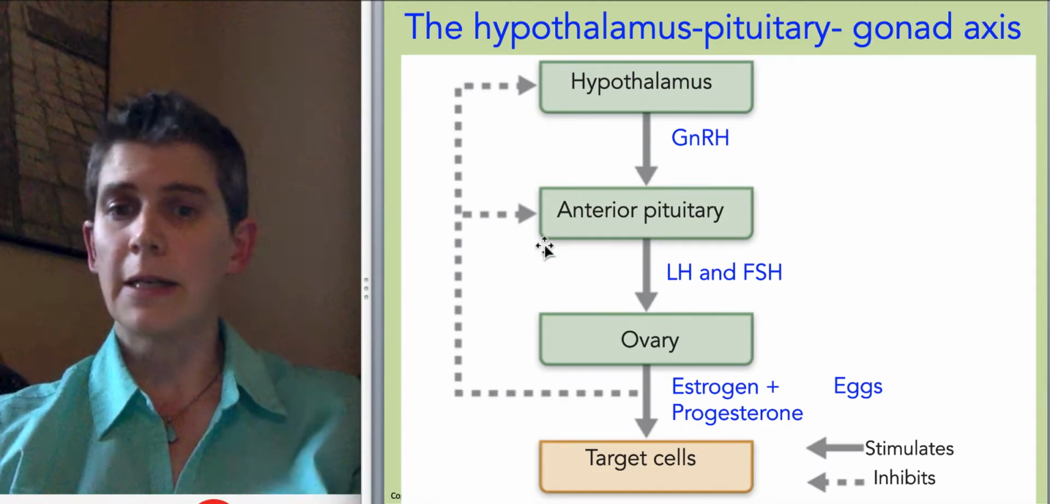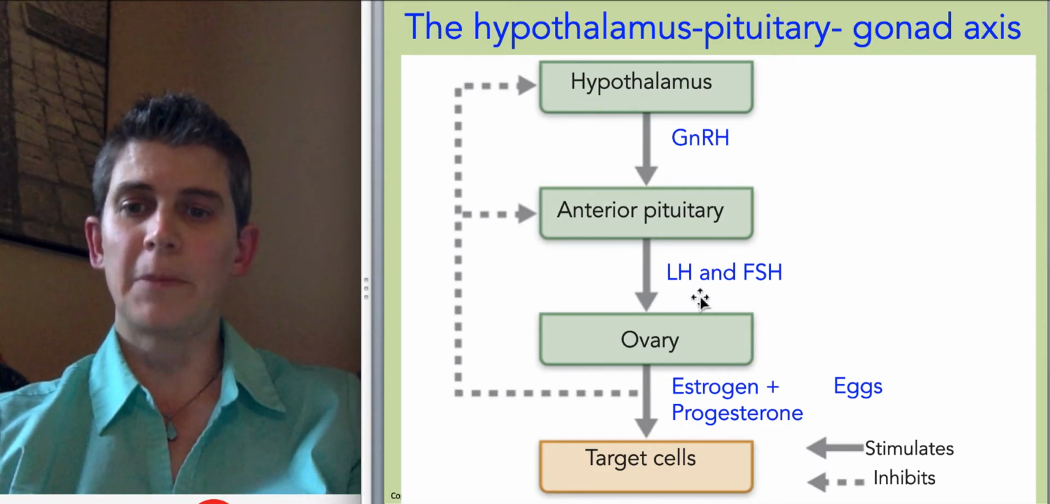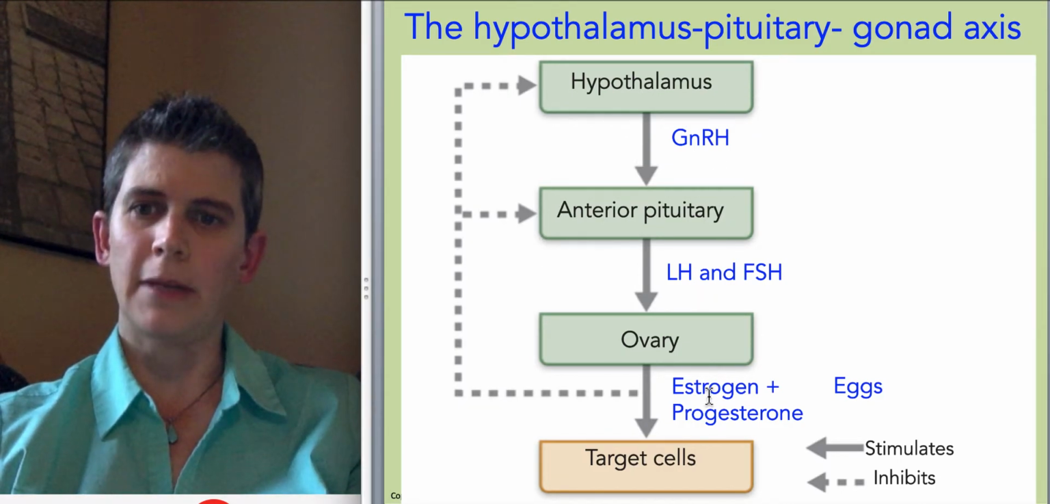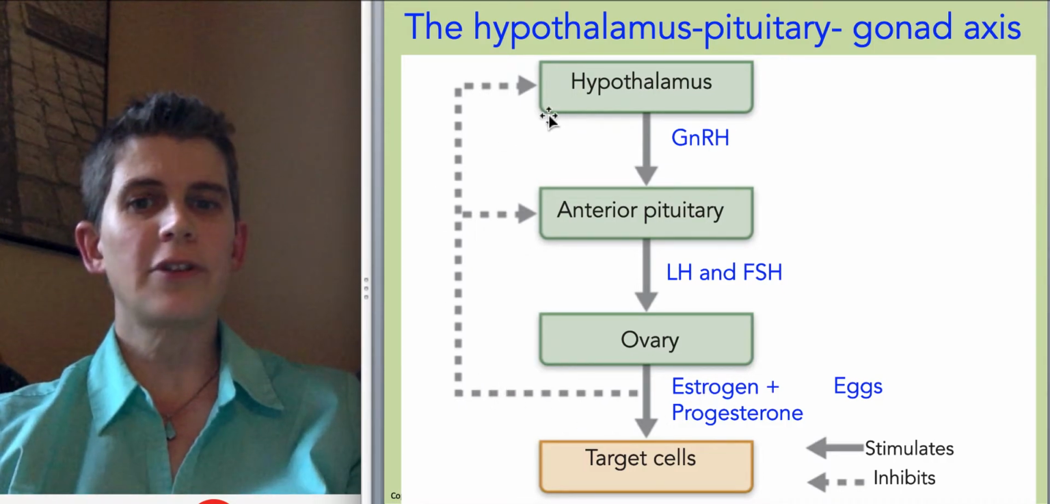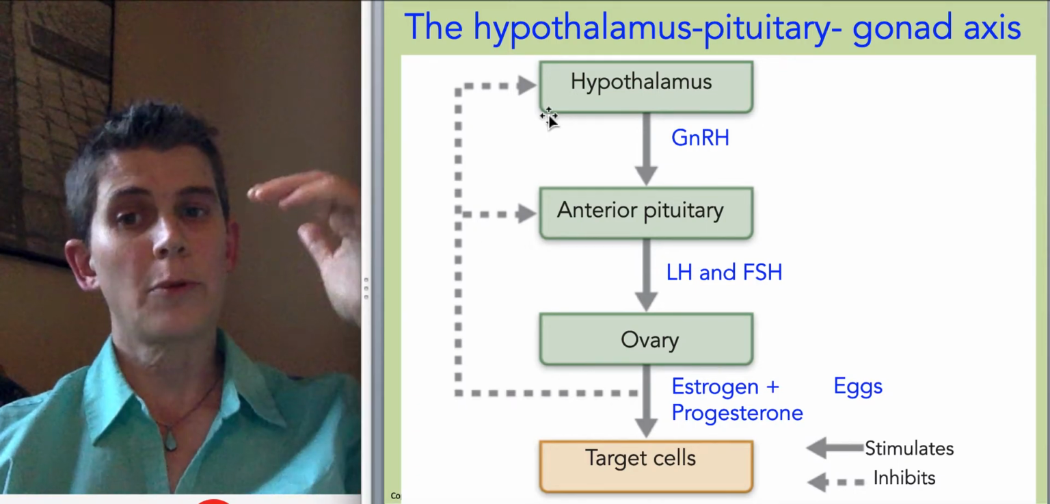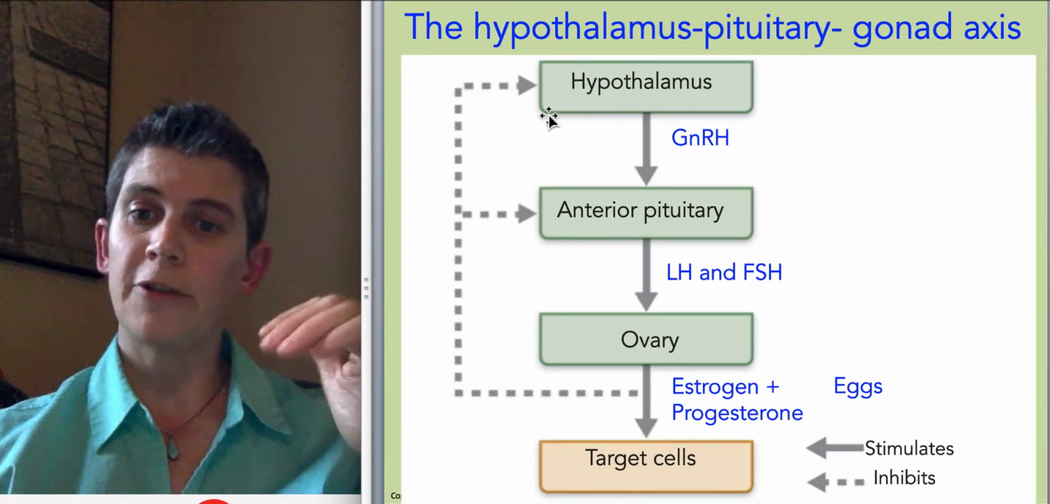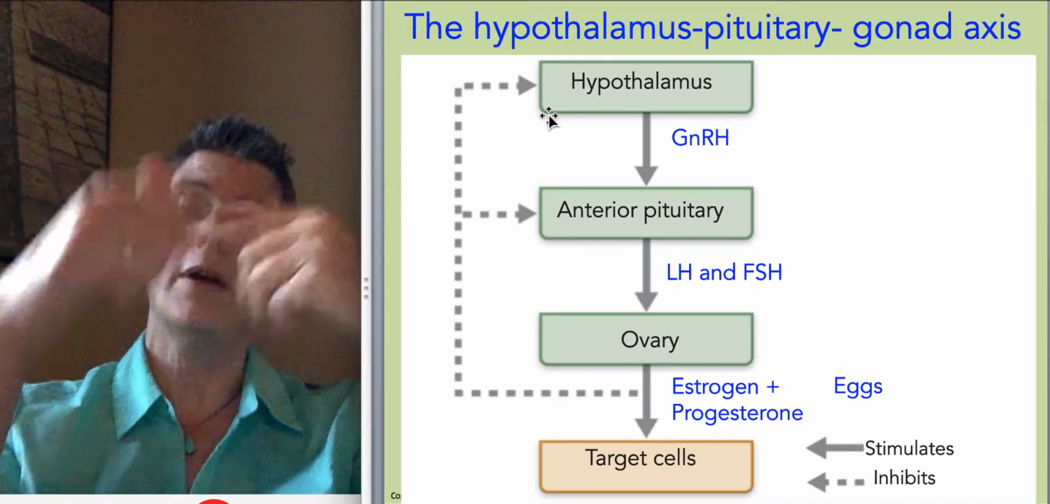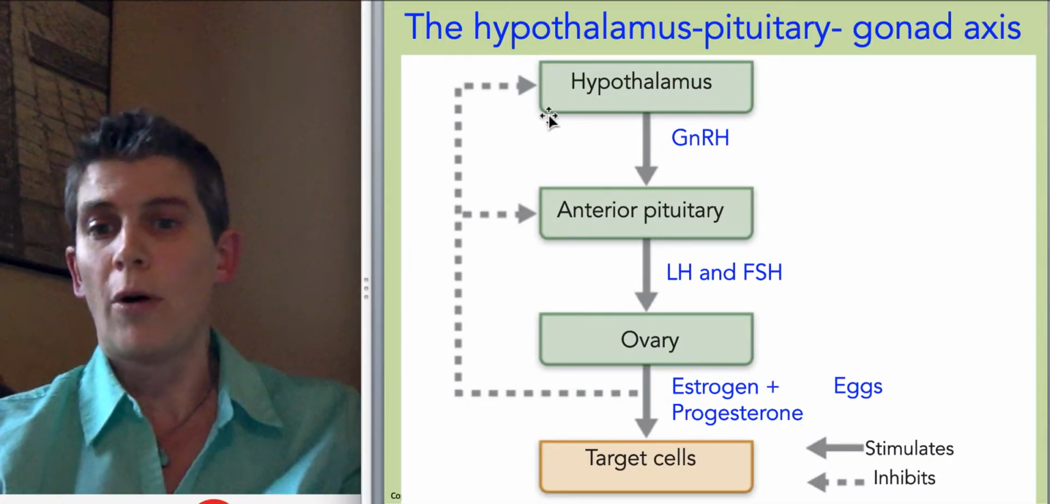And so what I mean is, GnRH will continue to stimulate LH, which continues to stimulate estrogen, but now estrogen's effect on GnRH is to stimulate it. So the more GnRH you have, the more LH, the more estrogen, the more GnRH, the more LH, the more estrogen. So this snowballs, right?